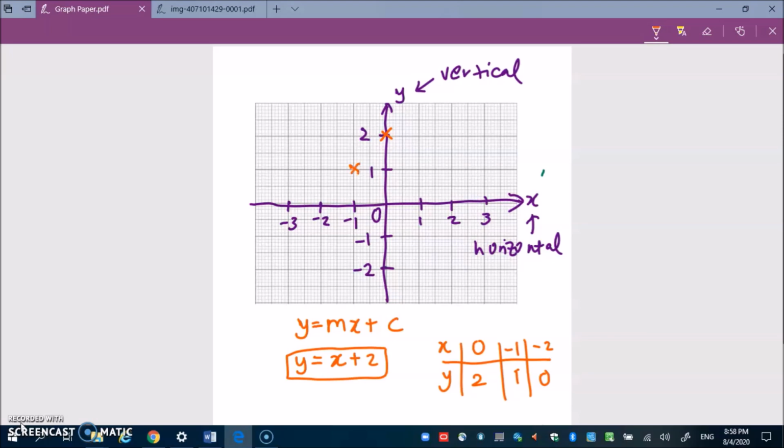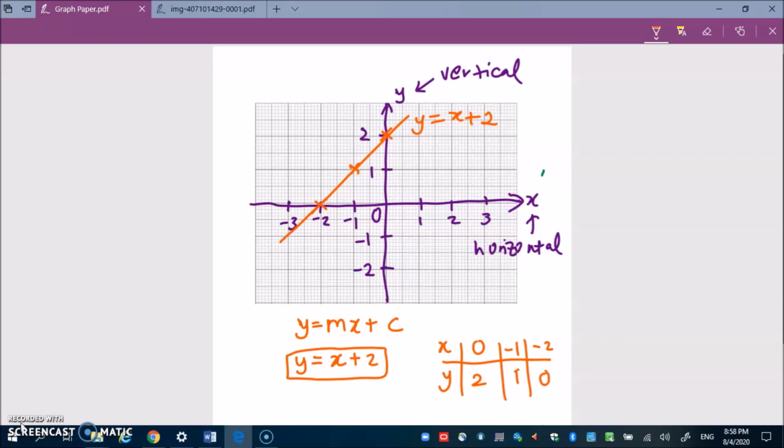X is -1, y is 1. And when x is -2, y is 0, so it's over here. Now the 3 points should form a nice straight line when you connect them. So let me try to connect it. Okay, and then I label this line y = x + 2, which is the equation of the line. So this is how you plot a linear graph.